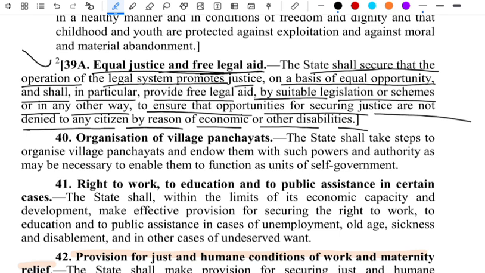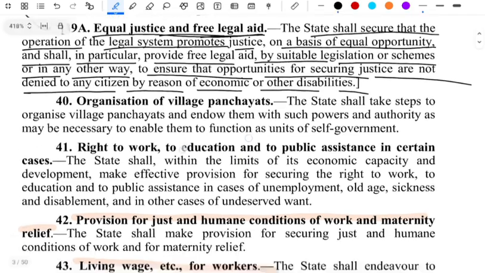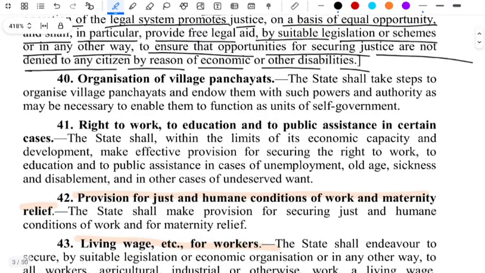And conditions for who gets this opportunity under legal justice and free legal aid. That is also asked, who all get it, so you have to remember who gets it. Vulnerable sections such as senior citizens, such as transgenders get it. Next is article 40, which says organization of village panchayats.